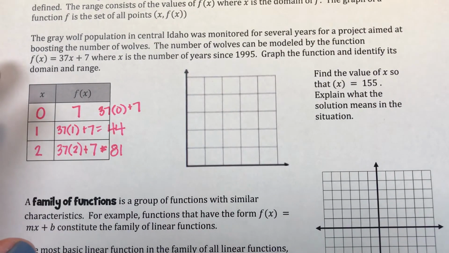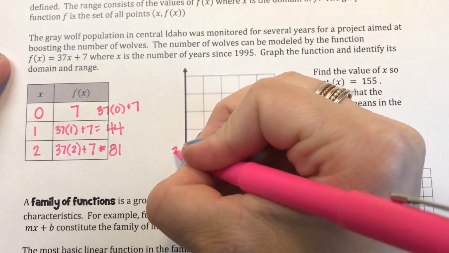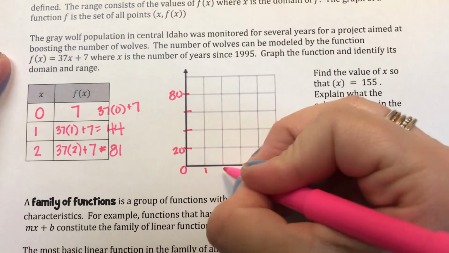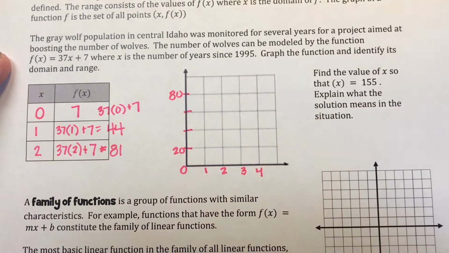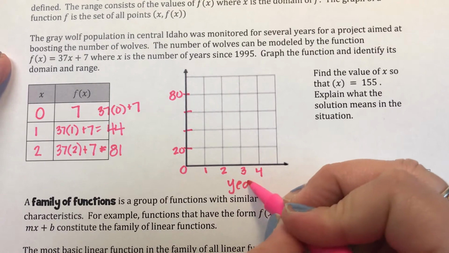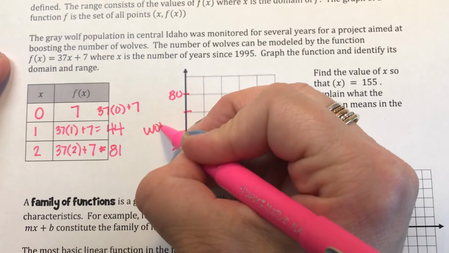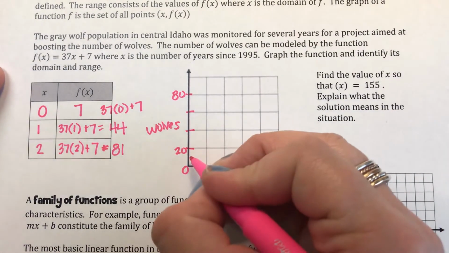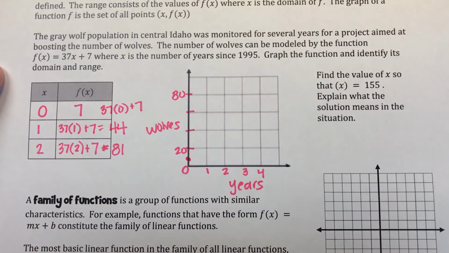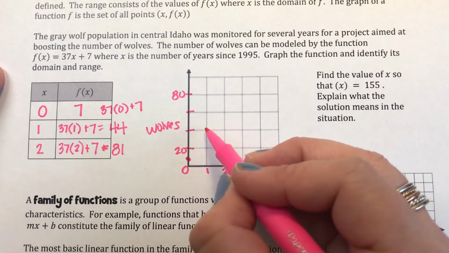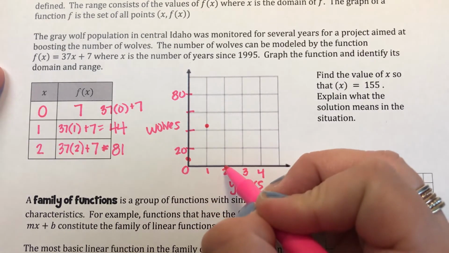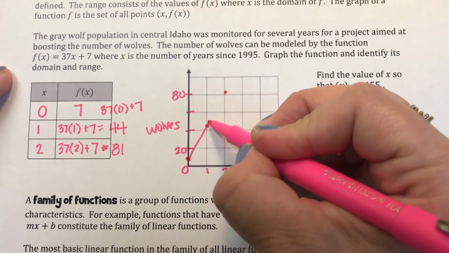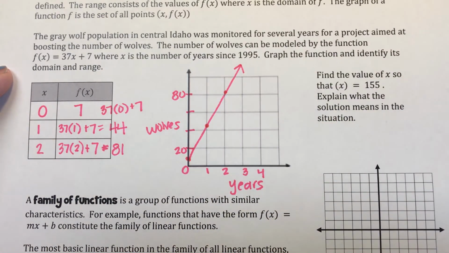So I'm just going to go ahead and count by 20s. 20, 40, 60, 80. And then this is 0, 1, 2, 3, 4. Okay, so this is our years, and these are our wolves. So in 1995, 0 years after 1995, there were 7 wolves. So that's a little bit less than 10. 1 year after, there were 44. 2 years after, there were 81. So it would look like that. And we're going to connect it, and the wolf population is going to continue to grow.